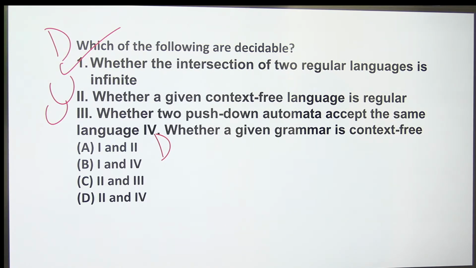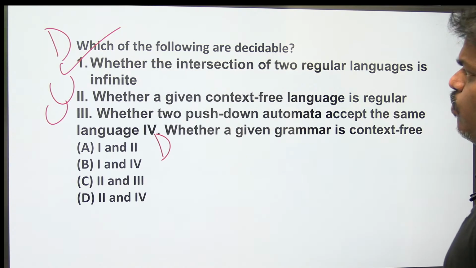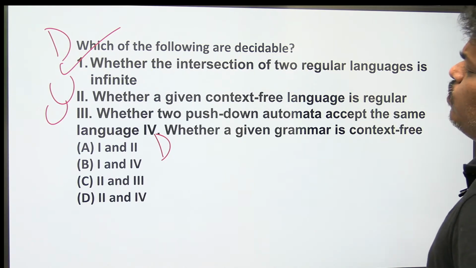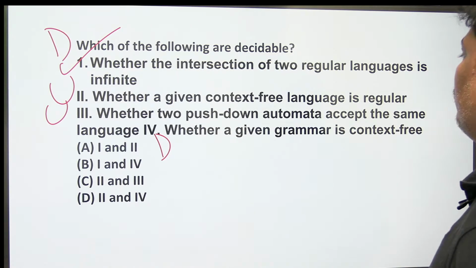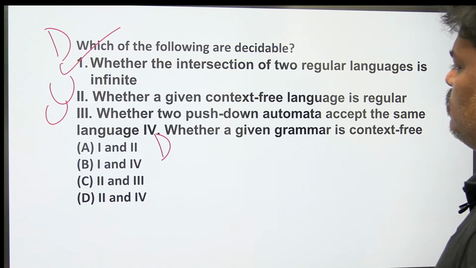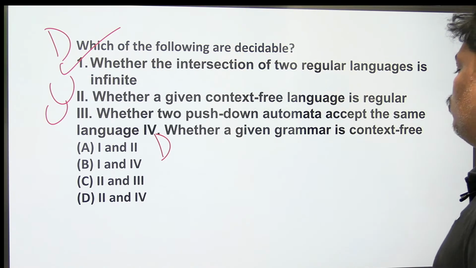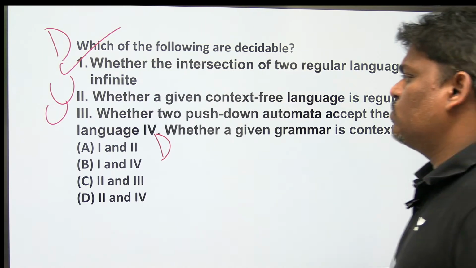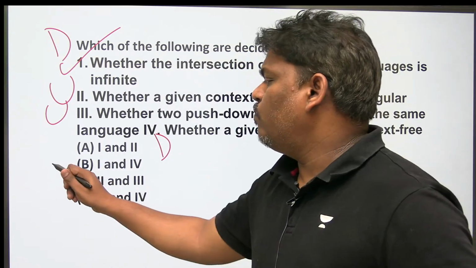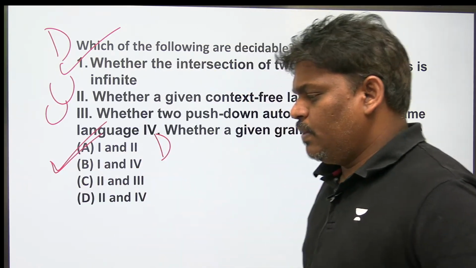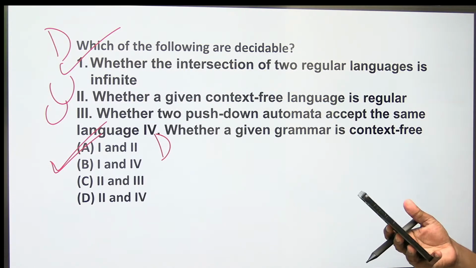Whether a given grammar is context-free or not: take the grammar, go to the left side of the arrow symbol, everywhere a single variable, context-free. So it is a trivial property. Anyhow, first one, fourth one are decidable, remaining are undecidable. What is the second one? Context-free language is regular or not. No one knows. Whether two push-down automata are equal or not. No one knows. So 2, 3 are undecidable. 1, 4 are decidable. Answer is B. It is a very nice problem.